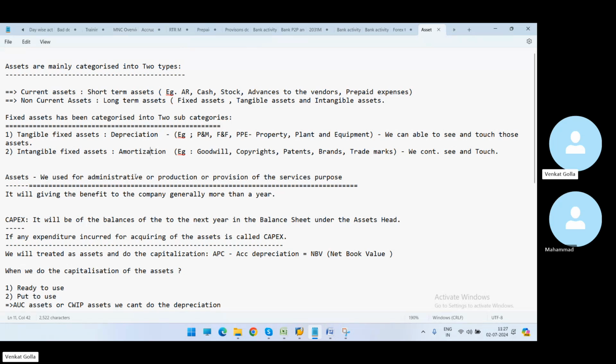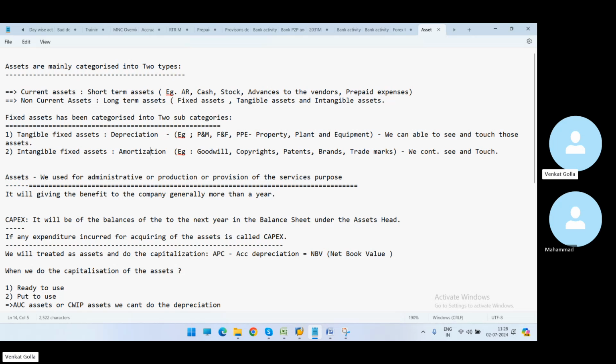By administration purpose, I mean suppose you are taking one building, and you are using that building for our employees to sit, and then they are manufacturing one product or providing some services. That building is required. By using that building, we are able to provide the services to the customers, and in return, we will get the revenue. So ultimately, the building or whatever machinery or property we are using for our business purpose, either for production, service or administration, will give the benefit to the company over a period of time.